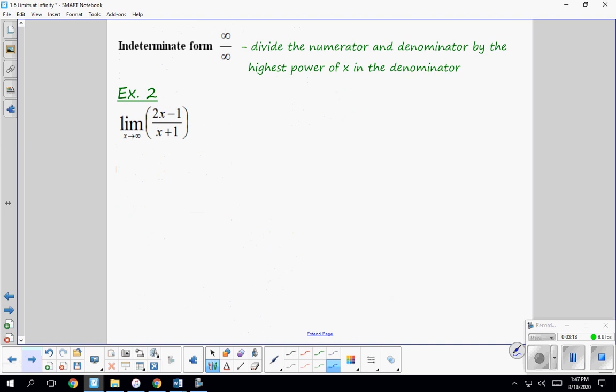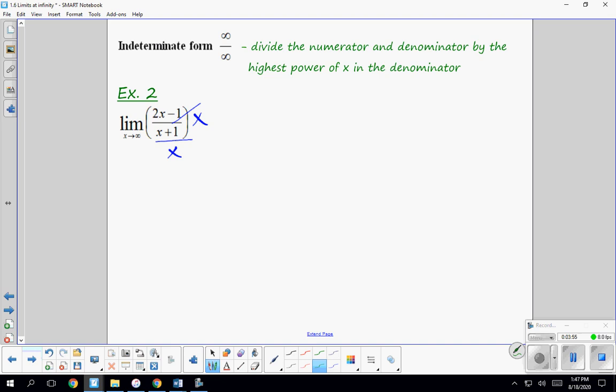Okay, indeterminate form is infinity over infinity. One way to deal with this is to divide the numerator and denominator by the highest power of x in the denominator. Basically, our denominator is our problem. That creates discontinuities, it creates vertical asymptotes, so we want to get rid of any variable that's in the denominator. And one way to do that is to divide it by itself. However, in a fraction, we need to do that to the top and the bottom. So if I decide that I want to divide everything in the bottom by x, then I also need to do the same thing in the numerator.